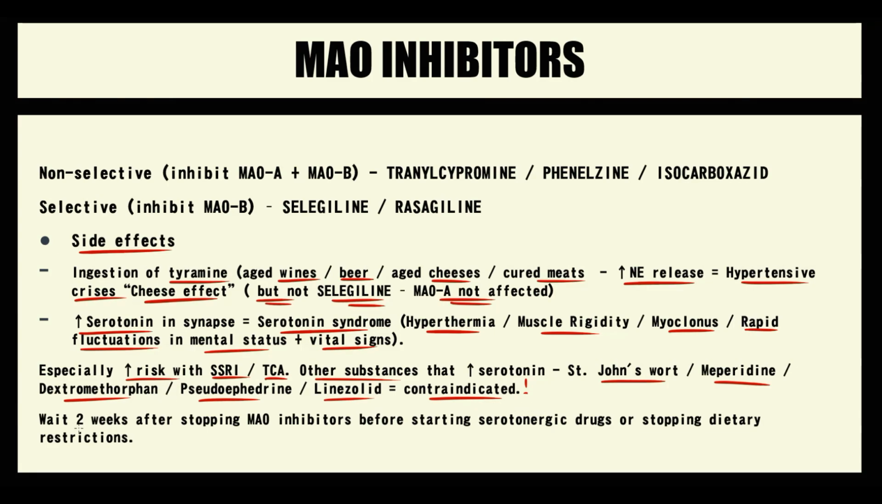Moreover, we have to wait 2 weeks after stopping of MAO inhibitors before we prescribe another serotonergic drug, such as a selective serotonin reuptake inhibitor for example. And in these 2 weeks, the patient should not consume tyramine-containing products.